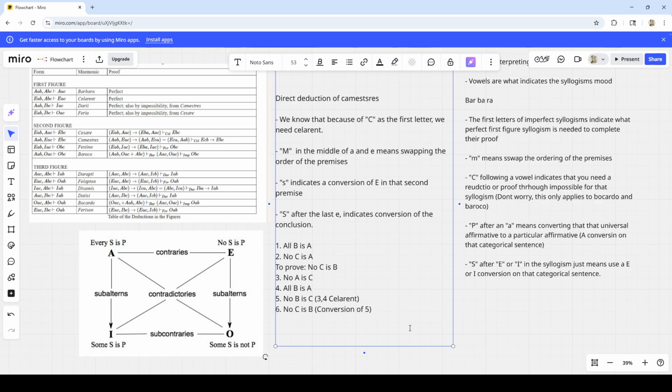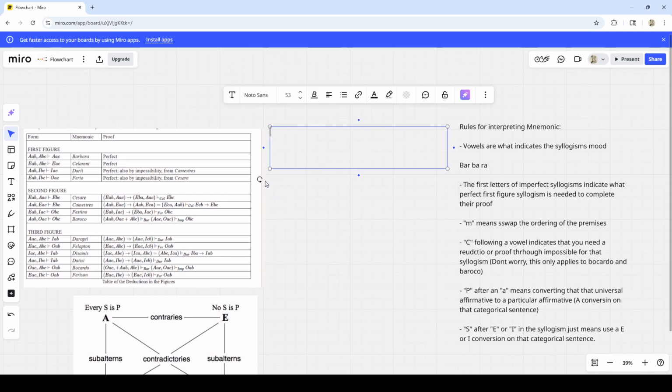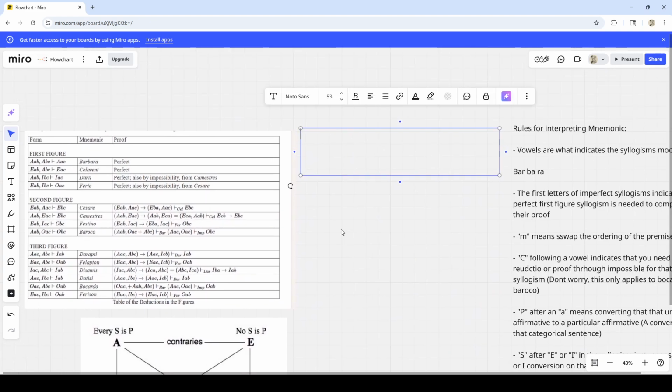Now, let's say we wanted to prove this via a proof through the impossible. The reason why Stanford does not include a proof through the impossible for this syllogism is because it's simply not needed. Rather, it can be directly deduced. But for the sake of this video, let's just do that. So let's do an indirect proof, or proof through the impossible.